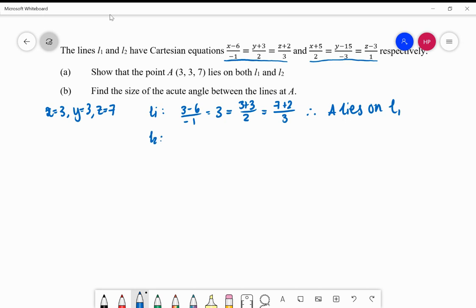For line 2, 3 plus 5 over 2 is 4, which should be equal to 3 minus 15, which is minus 12 over minus 3, so that's fine, and 7 minus 3 over 1. Therefore, A lies on L2. If a point lies on both lines, that means it must be where they intersect. So point A is the point of intersection for line 1 and line 2. We now need to find the size of the acute angle between the lines at A.